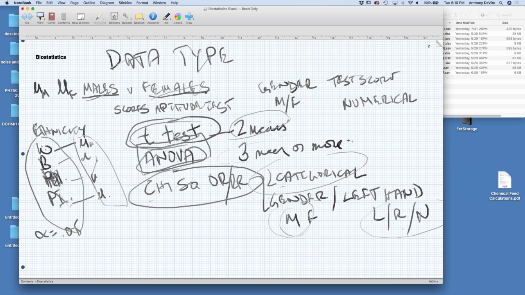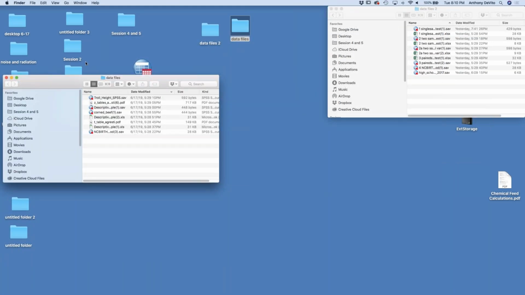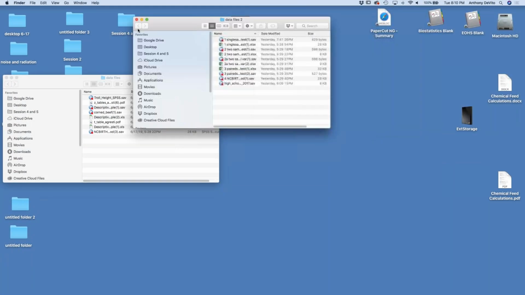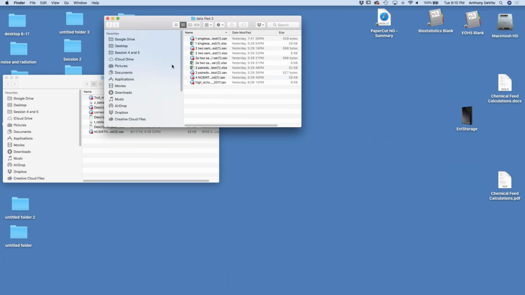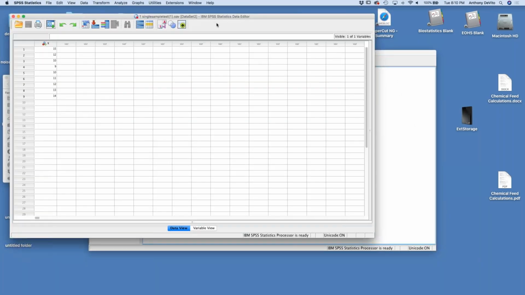So I'm going to try several different approaches here using SPSS. Okay, let's get this out of the way. I'm going to start with the data files that we had here for the t-test exercise. I'm going to look, number 1, at a single sample t-test. Okay, and here's our data from that single sample t-test.